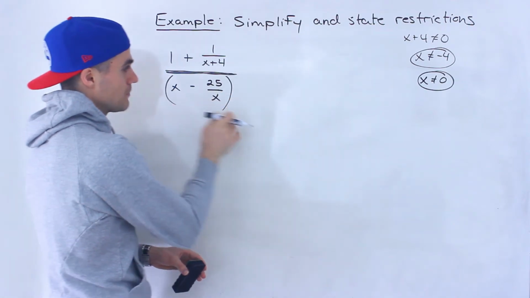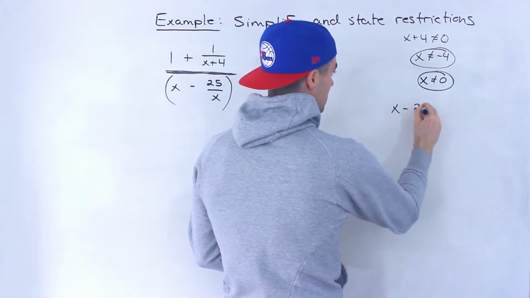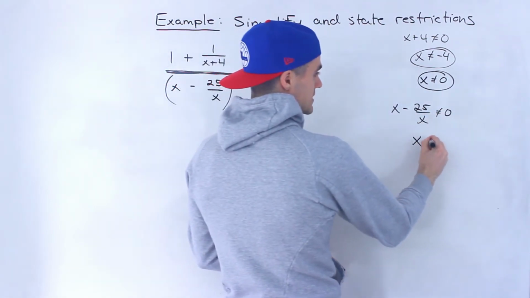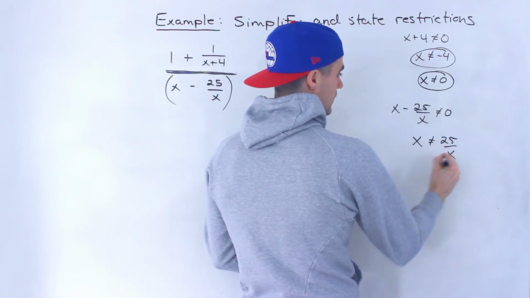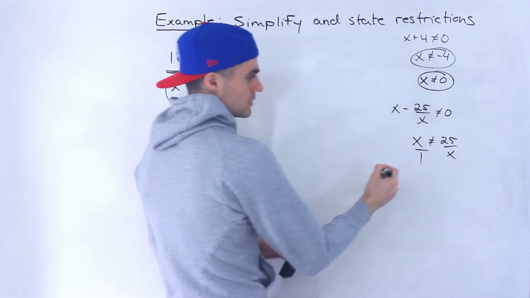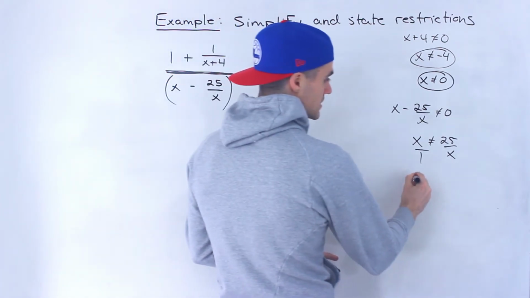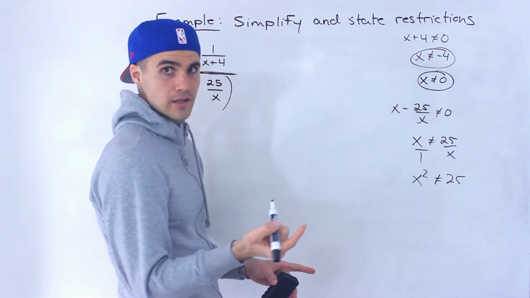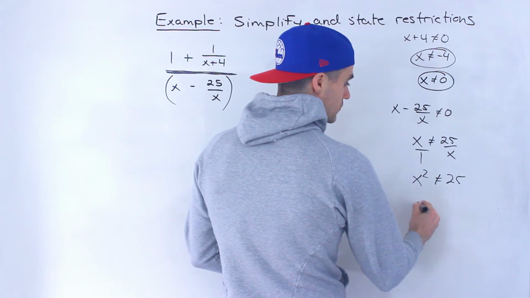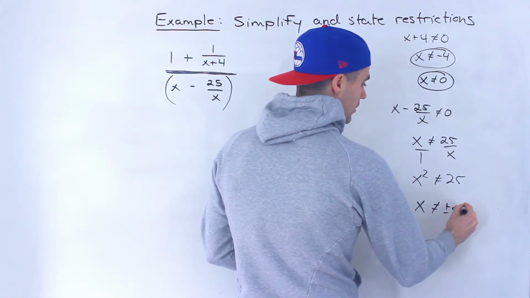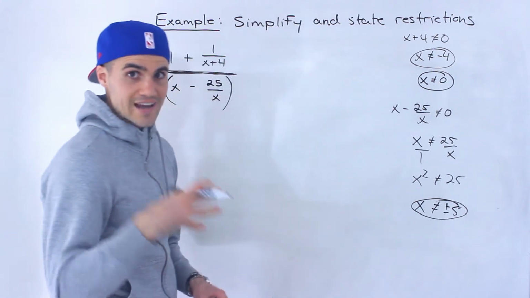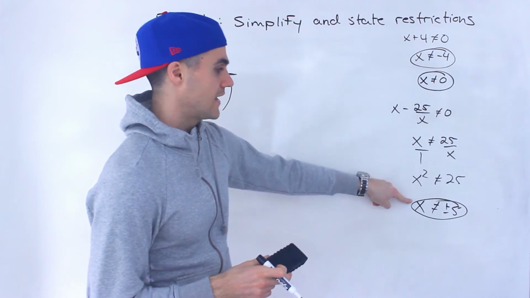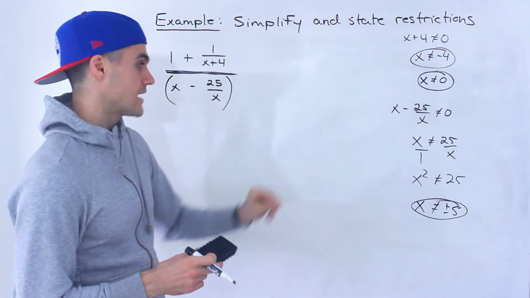But if we were to get it from here, basically that whole expression can't equal 0, which means x cannot equal 25 over x. And so from here, what you could do is just cross multiply. So x times x means x squared. 1 times 25 is 25. So that means x squared cannot equal 25, which means if we square root both sides, x cannot equal plus or minus 5. So there's actually 4 restrictions here, right? x cannot equal negative 4, x cannot equal 0, and then x cannot equal positive 5, and x cannot equal negative 5.